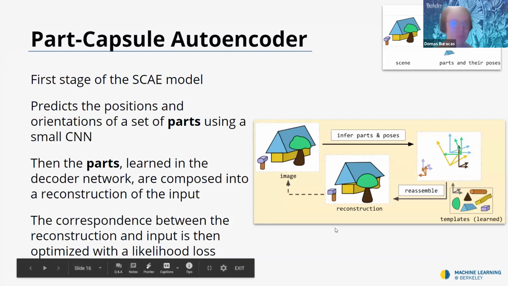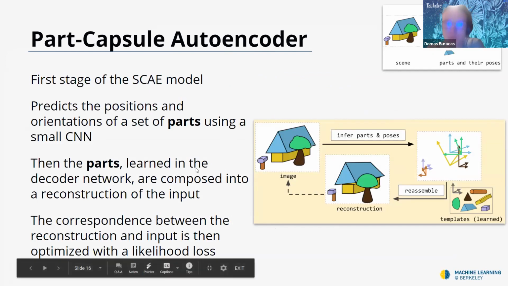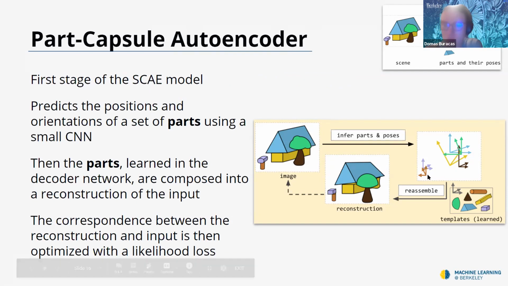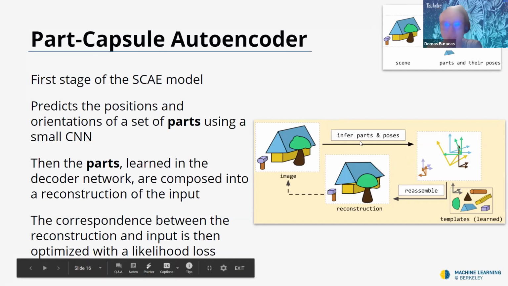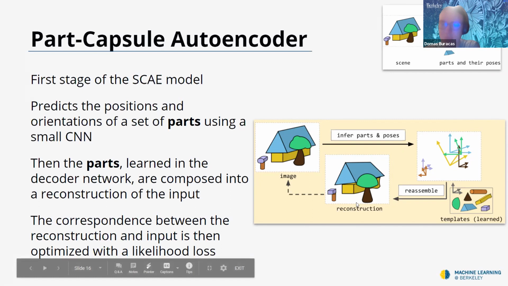Okay, so I'm going to go into a bit more detail on the part capsule autoencoder. This is the first stage, which predicts the positions. It actually does this using a CNN, and it also uses a decoder which learns templates. So in the forward pass of the encoder, you get these poses as well as some descriptive features about each of the parts. And these are reassembled in the decoder with these templates to produce a reconstruction. This is optimized with the log likelihood loss.